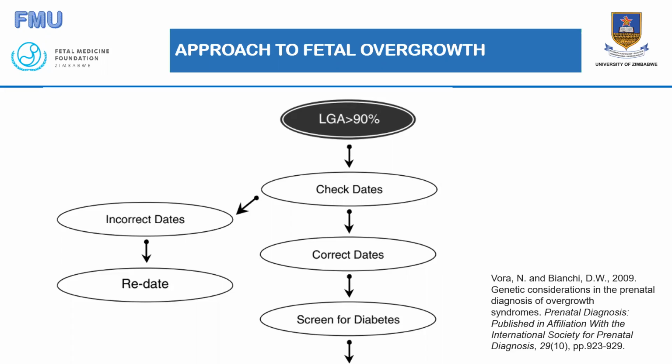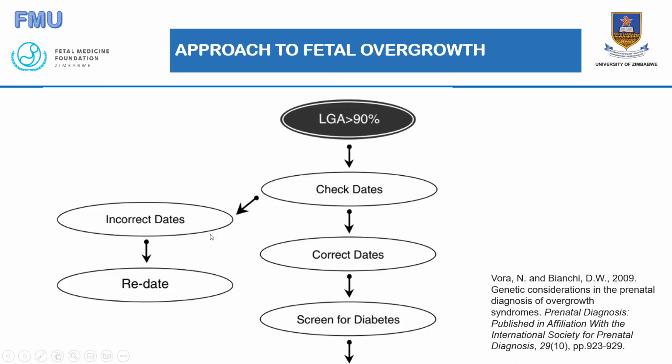Once you have validated the dates, if the dates are incorrect, then you have to redate the pregnancy using head circumference. And when do we normally see this problem of large gestational age? It's very rare to see it in the second trimester during the anomaly scan. If you see it in the anomaly scan, it's more likely that the dates are wrong.